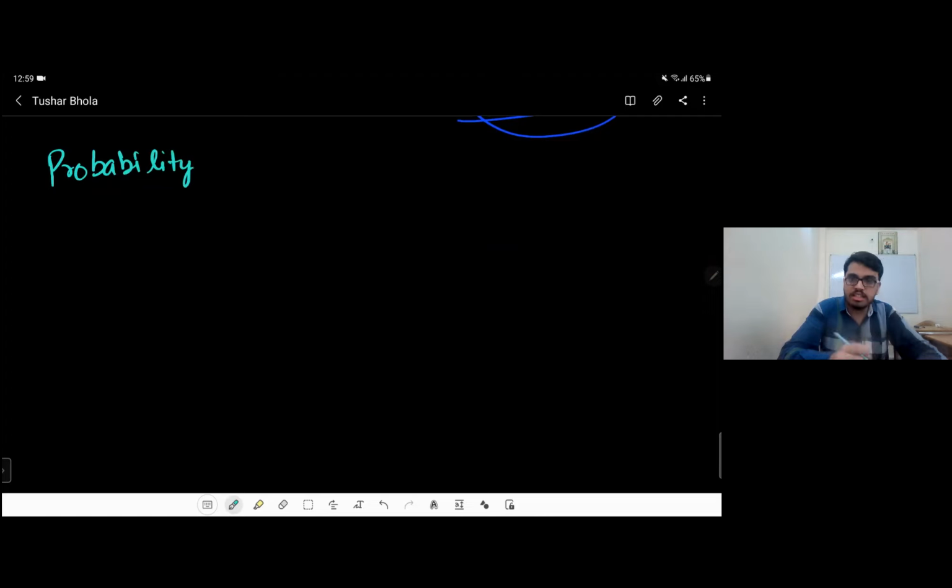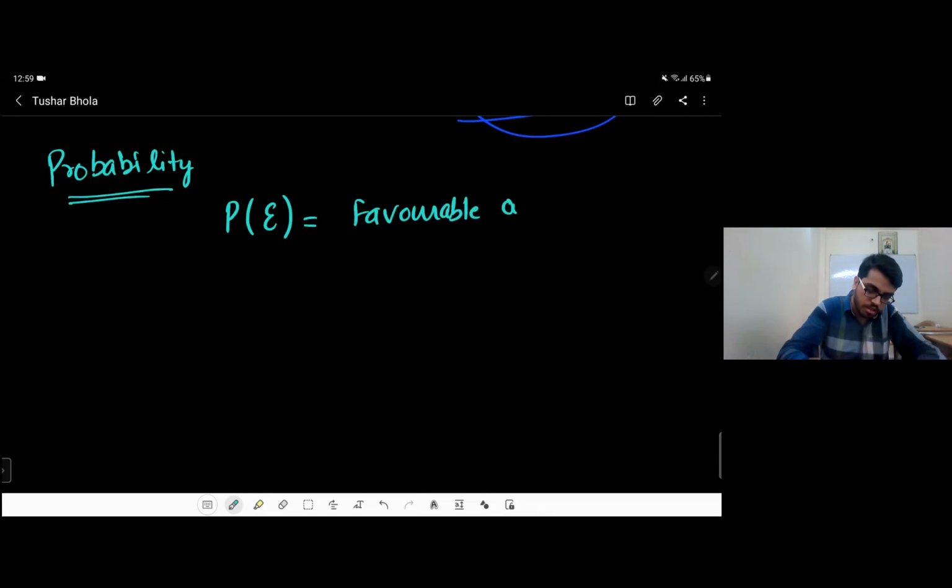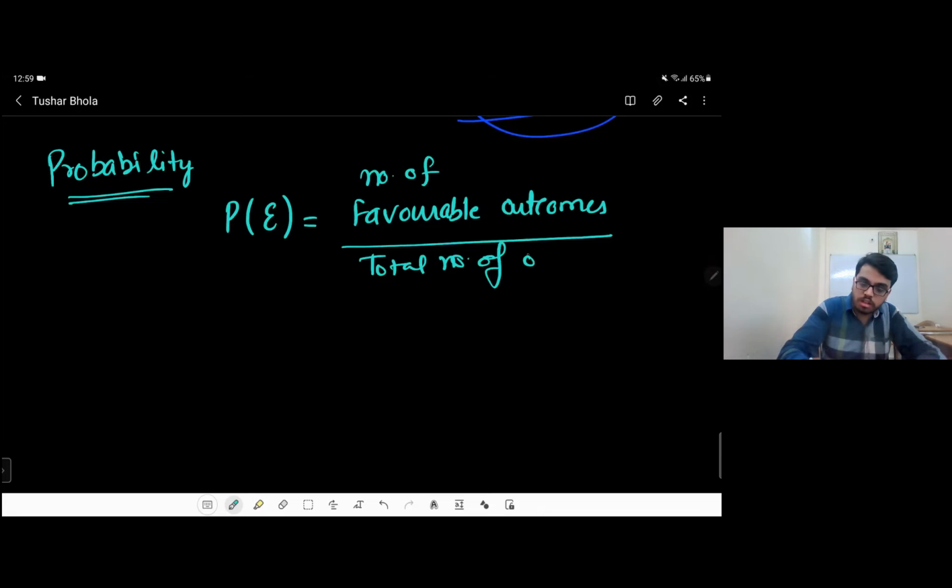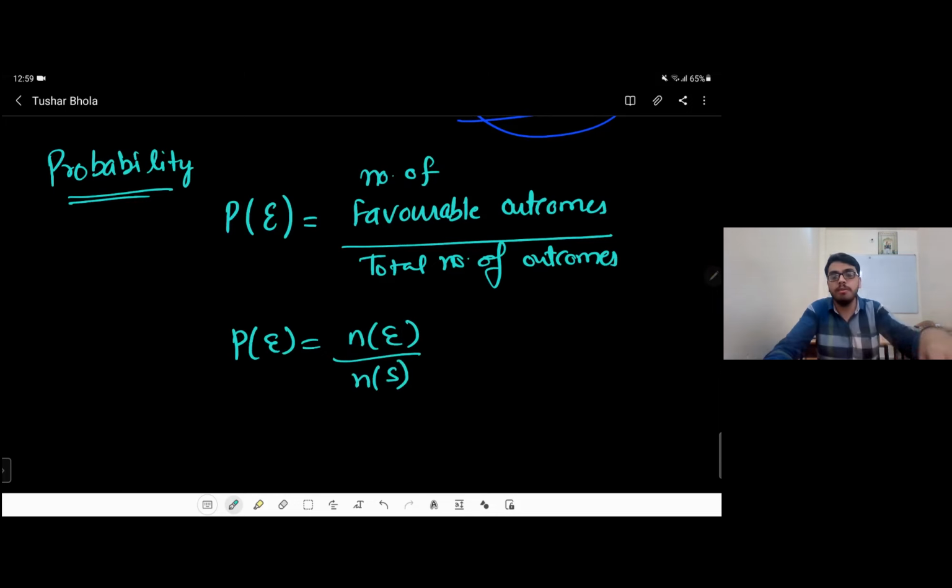Students, in our lower classes in 7th, 8th, and 9th, we use the probability formula. We write P of E, where E is for event, equals number of favorable outcomes upon total number of outcomes. But when we come to higher classes in 10th or 11th, we use a shortcut formula for this. We can also write this as NE upon NS. Even when I teach class 9 students, I make them use this shortcut formula instead of writing the full length, right?